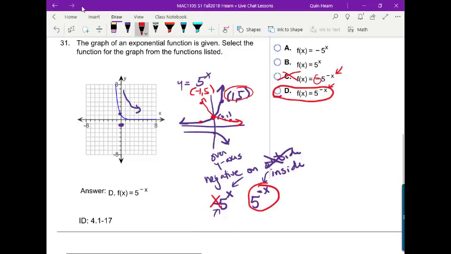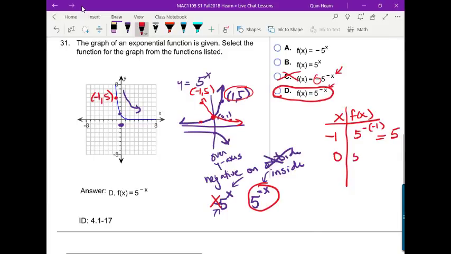Okay, another thing you could do if you weren't following that argument is really just plot some points, right? There's nothing wrong with that. So x, f of x, if I plug in -1, for example, I would get 5 to the negative of -1, which is going to be 5 to the first, or 5. So -1 should go through 5, and look, it does.